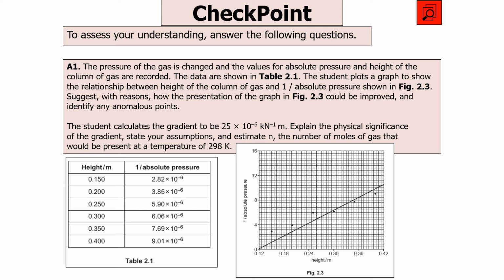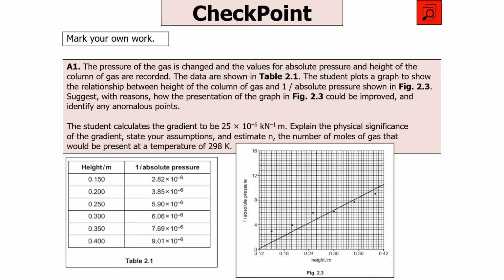The student also calculates the gradient to be 25 times 10 to the minus 6 kilonewtons per meter. Explain the physical significance of the gradient, state the assumptions and estimate n, the number of molecules of the gas that will be present at a temperature of 298 Kelvin. So pause the video now, then unpause the video when you want to go through your answer.